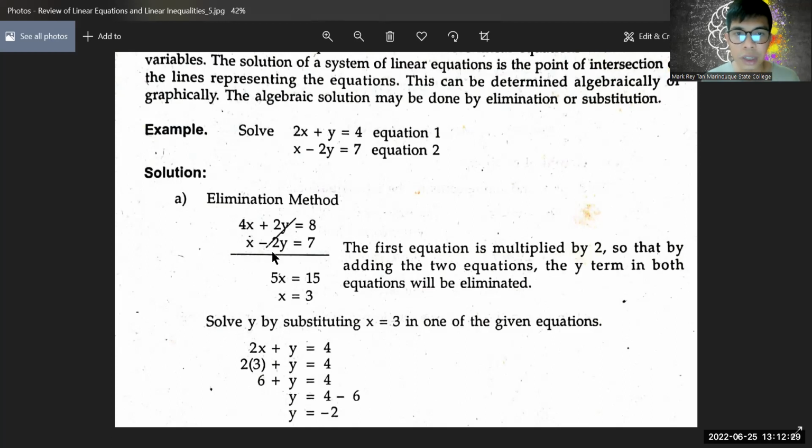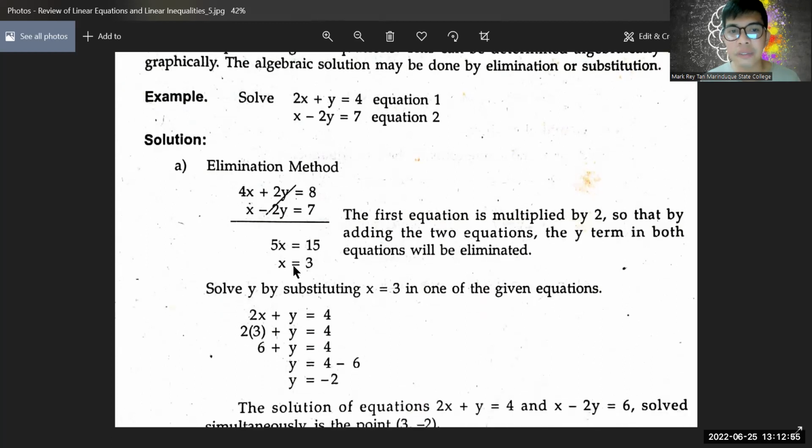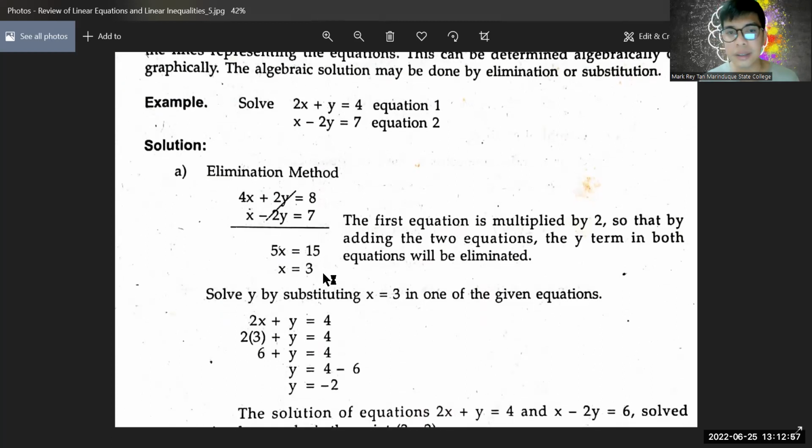So in this example, let's proceed now. Since 2y and negative 2y when added give 0, the y term is eliminated. So what comes out here is 5x equals 15. Take note, we added them. Of course, when we add a positive and a negative with the same value, it becomes 0. And then the usual, find the value of x: we have here x equals 3.